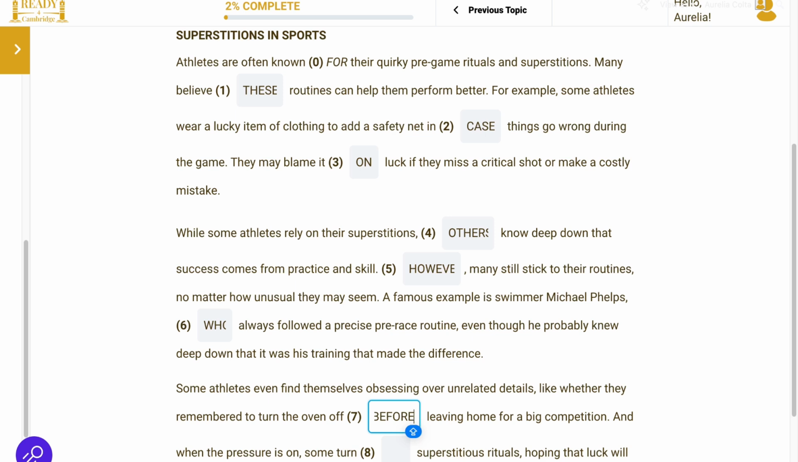And now the 8th sentence. And when the pressure is on, some turn to superstitious rituals, hoping that luck will give them the edge they need. The verb turn here often takes a preposition too. When talking about relying on something, we say we turn to something when we depend on it. So the correct answer is to. Let's read it again. When the pressure is on, some turn to superstitious rituals, which means they try to depend on them.